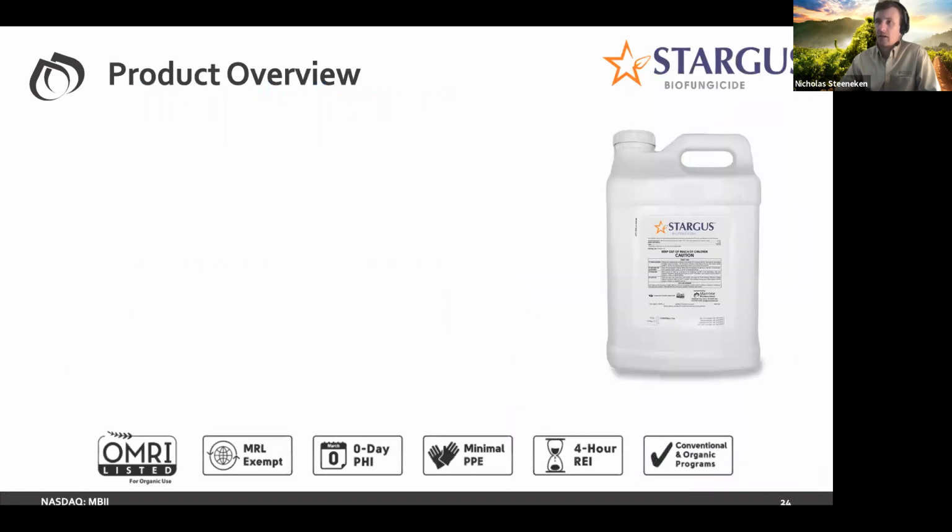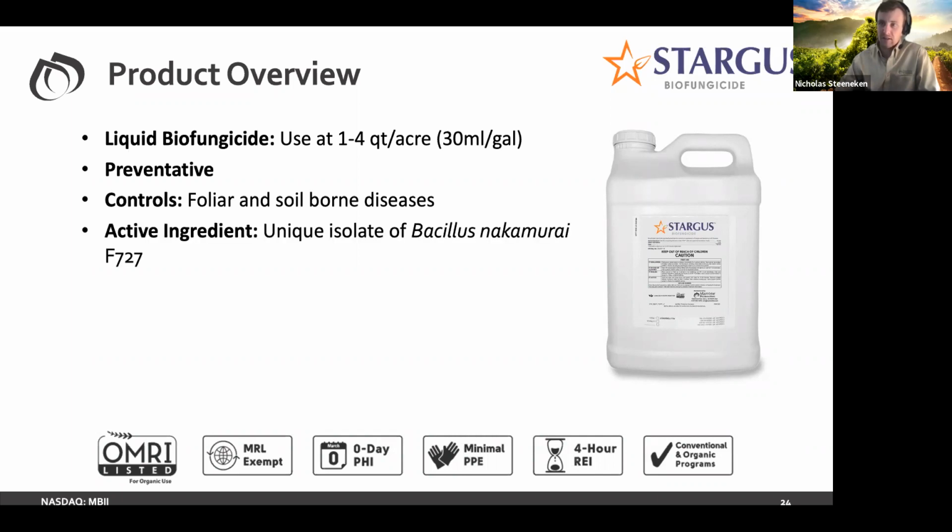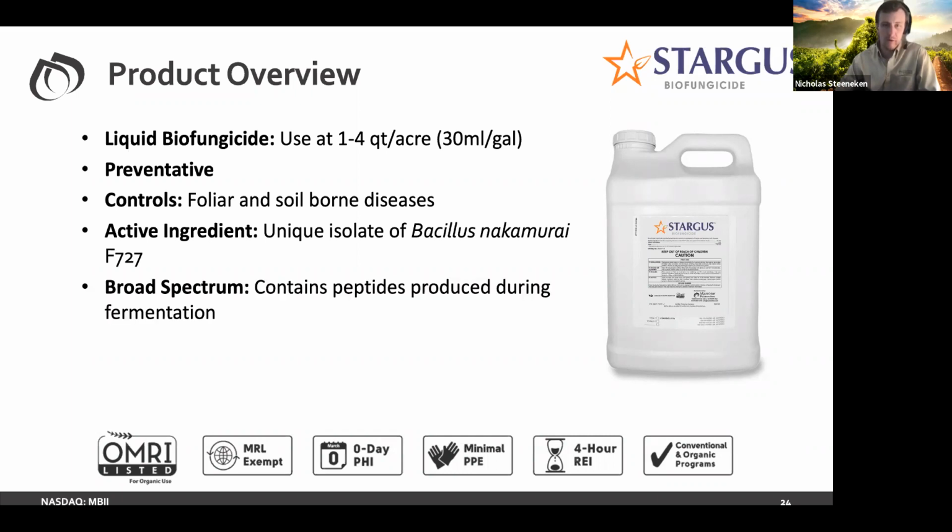And let's see here. So now we're going to touch on Stargus. So I will say Stargus right now is pending a label update for California. That label update will add flowering plants and a whole bunch of other crops to the label and is pretty broad. At that point, I would expect that most county ag commissioners would allow the use of Stargus. At the end of the day in California right now, it is down to the county ag commissioner to determine if a product meets the requirements or not for use in California.